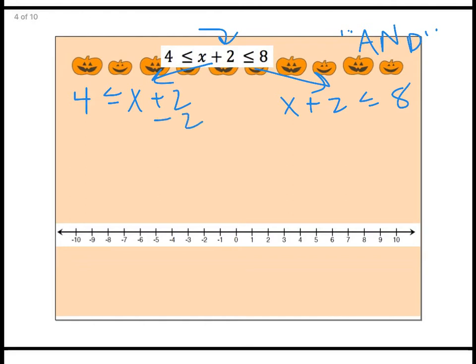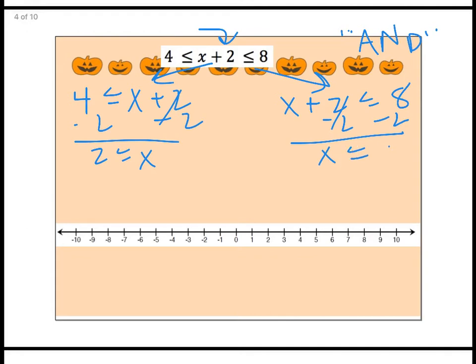So for this one I'd have to subtract 2. I get 2 is less than or equal to x. I also need to solve this one. Subtract 2, I get x is less than or equal to 6. From here, there's two different ways you can write your answer. So I could write, and actually when you read this one, it says 2 is less than or equal to x.